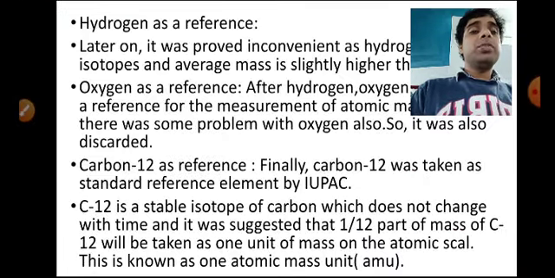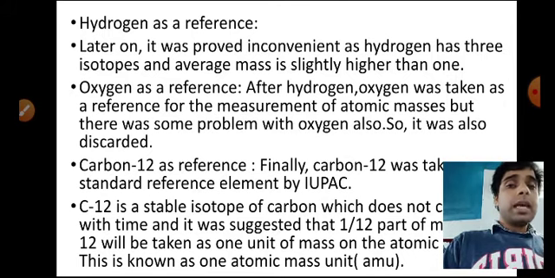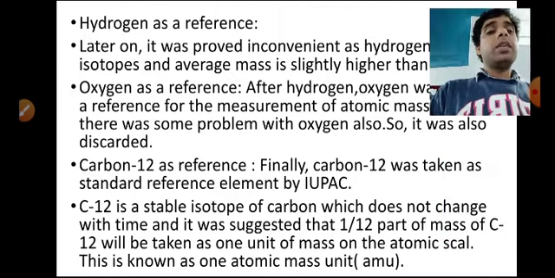Second, hydrogen as a reference material: the problem is that it proved inconvenient as hydrogen has 3 isotopes, 1, 2, 3, and the average mass is slightly higher than 1. After we discarded hydrogen as a reference material, we took oxygen as a reference material. But the same thing was there. It was again discarded because oxygen also has isotopic forms, and the measurement of atomic mass had some problem. So again we discarded it. Now we are working with carbon-12 as a reference material.